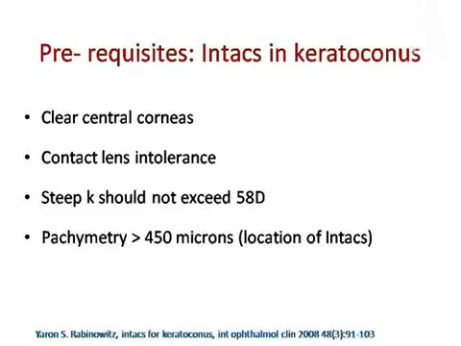A clear central cornea is needed because if there is a scar in the central cornea, it will obscure the vision. The other necessary thing is contact lens intolerance, because if the patient is happy with the contact lens, we should not go for INTACS. The next thing is the steep K should not exceed 58 diopter, although now we are trying in more than 58 diopter also, but the results are not that predictable. And the pachymetry at the location of INTACS insertion should be more than 450 micron.